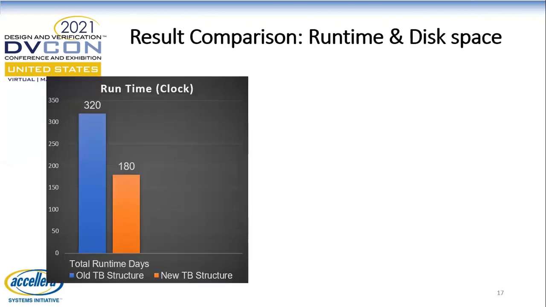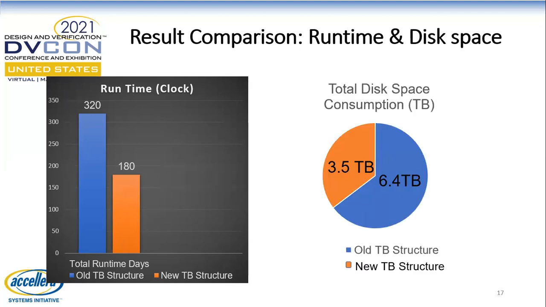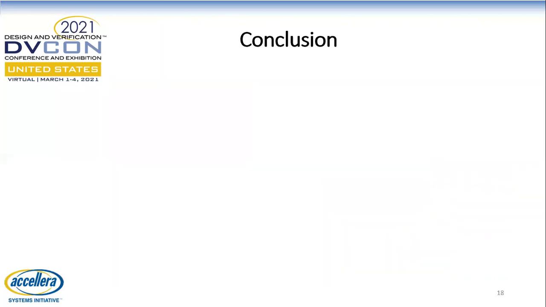Result comparison is continued with respect to runtime now. That is the wall clock time. You can see that 320 runtime days was required by the old testbench structure, while 180 runtime days was required by the new testbench structure for the same set of scenarios. With respect to disk space consumption, the old testbench structure required 6.4 terabytes, while the newer one required just 3.5 terabytes.